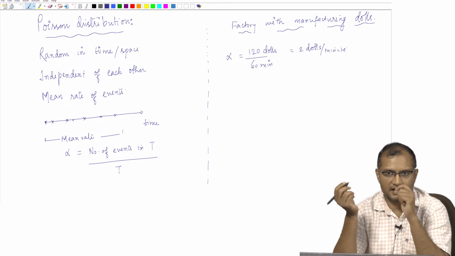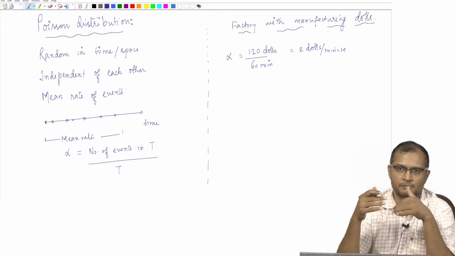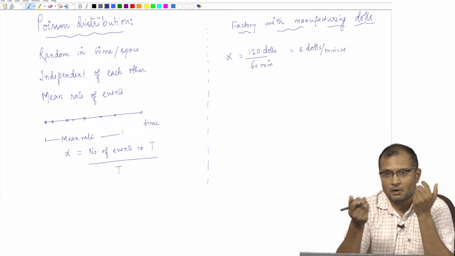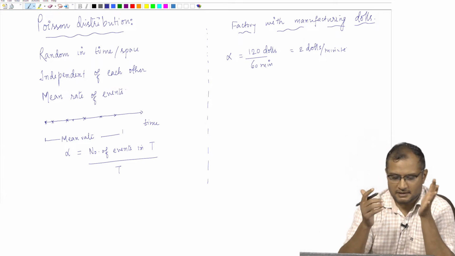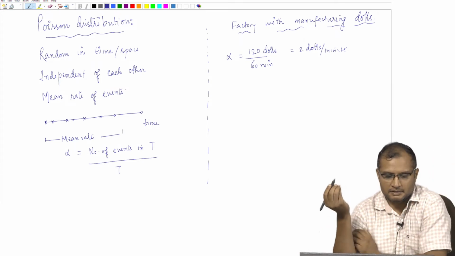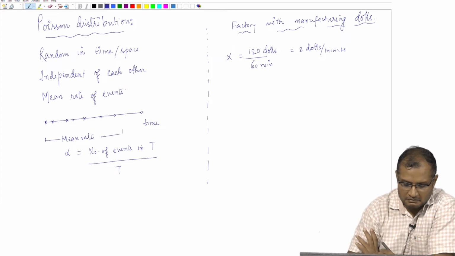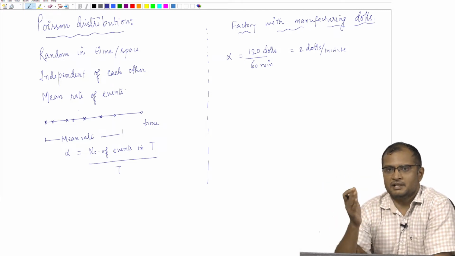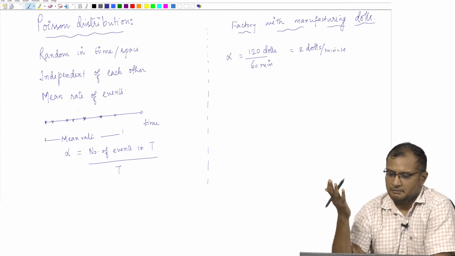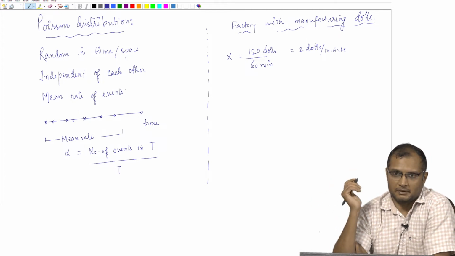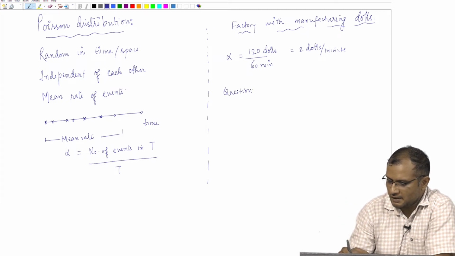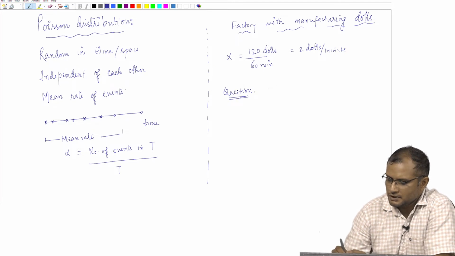That is not to say that if you stay there exactly a minute, you will see 2 dolls. You may see more than 2, you may see 3 dolls, even 4 dolls, or you may see 1 or nothing, because the dolls coming from the conveyor belt are random crossings in time. What is known for sure is that the average rate of manufacturing of dolls is 2 dolls per minute.